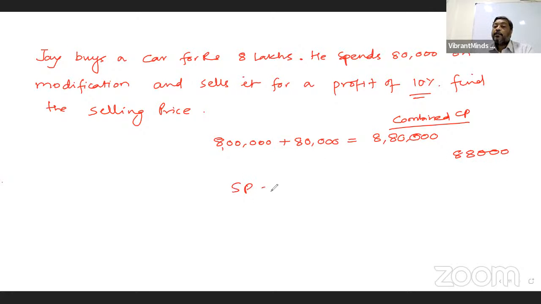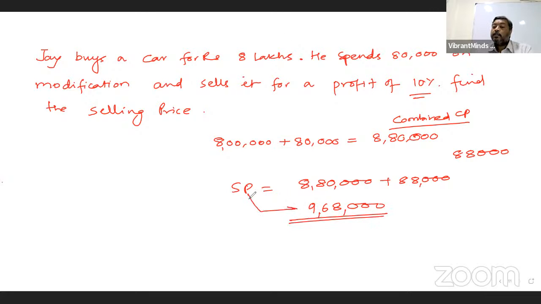So what will be the selling price? Selling price will be 8,80,000 plus 88,000. And that will be 000 same. 8 and 0 is 8. 8 plus 8 is 16 and 8 plus 1 is 9. 9,68,000. This will be your selling price. Is it clear?